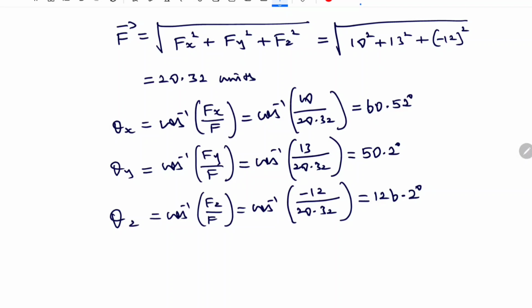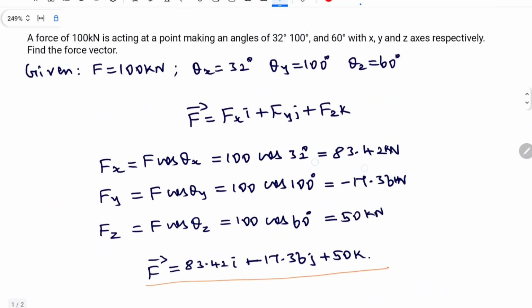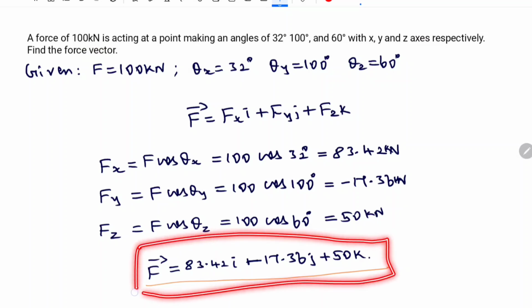So this is how we can find the magnitude and direction of the vector if the vector is directly given, or, as in the first problem, if the inclinations and the magnitude are given, we can find the force vector using this method.